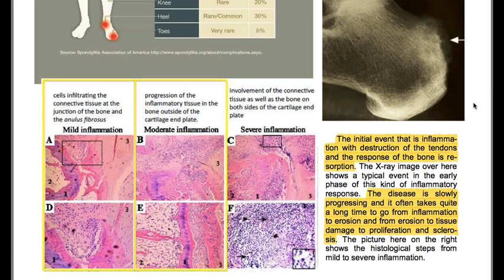The disease is slowly progressing and it often takes quite a long time to go from inflammation to erosion and from erosion to tissue damage to proliferation and sclerosis. We have the steps from mild inflammation to moderate inflammation to severe inflammation. In the mild inflammation, cells infiltrate the connective tissue at the junction of the bone and the annulus fibrosus. Moderate inflammation is the progression of the inflammatory tissue in the bone outside of the cartilage end plate. And severe inflammation is involvement of the connective tissue as well as the bone on both sides of the cartilage end plate.